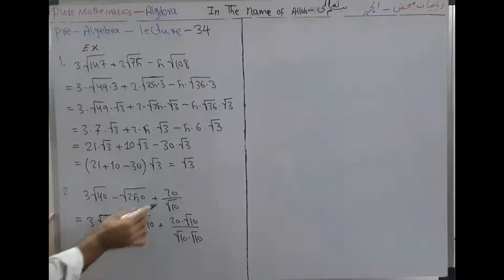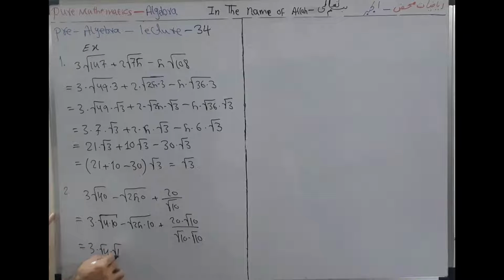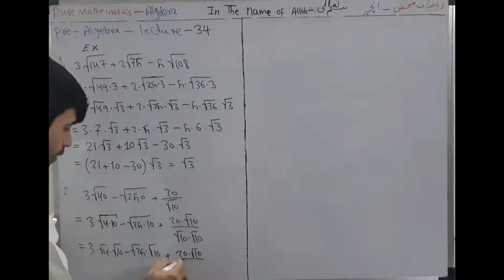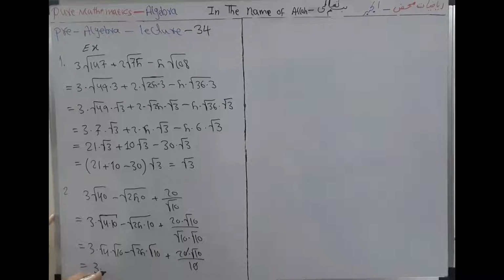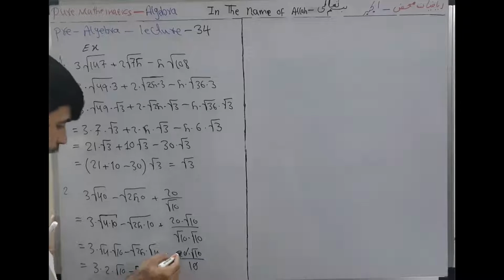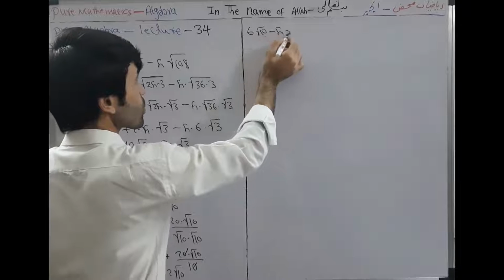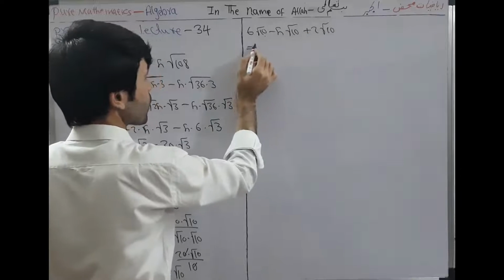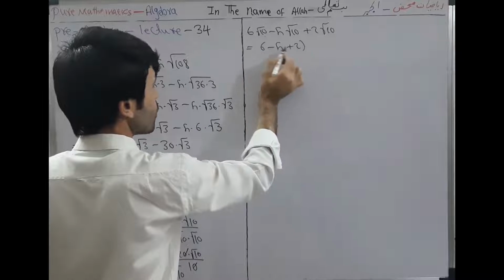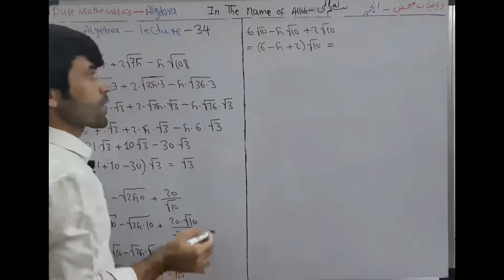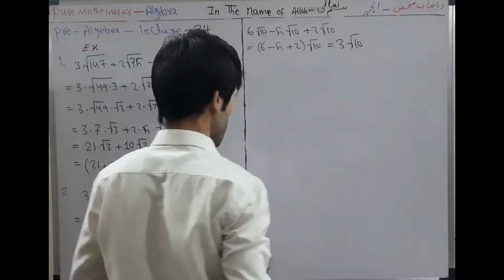We rationalize this root. It is equal to 3 into square root of 4 into square root of 10 minus square root of 25 into square root of 10 plus 20 into square root of 10 over square root of 10 multiplied by square root of 10, which is equal to 10. These two cancel. Then 3 into square root of 4 is 2 into square root of 10, minus square root of 25 is 5 into square root of 10, plus 2 into square root of 10. 3 multiplied by 2, 6 square root of 10, minus 5 into square root of 10, plus 2 into square root of 10. It is equal to 6 minus 5 plus 2 into square root of 10. It is equal to 6 minus 5, 1 plus 2 is 3 into square root of 10, which is the answer.